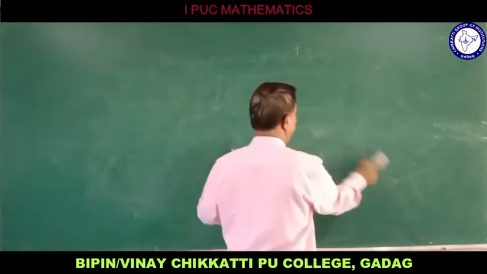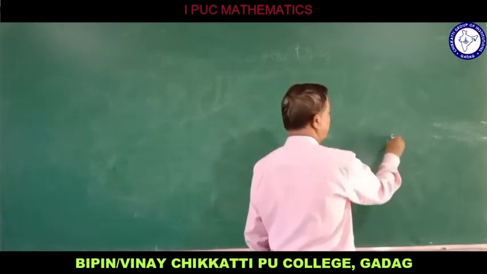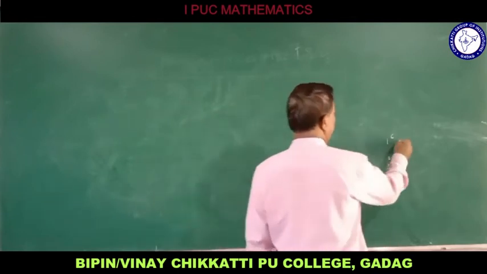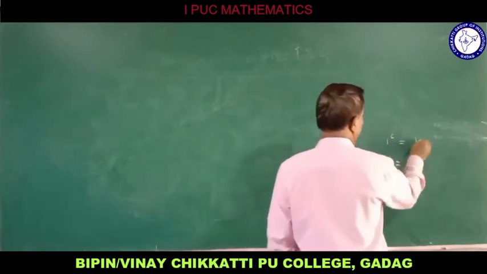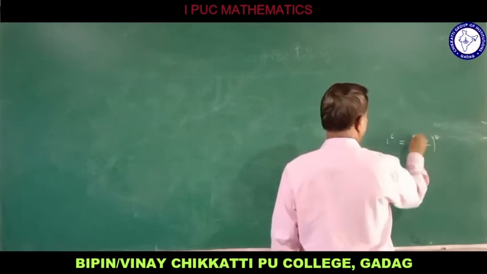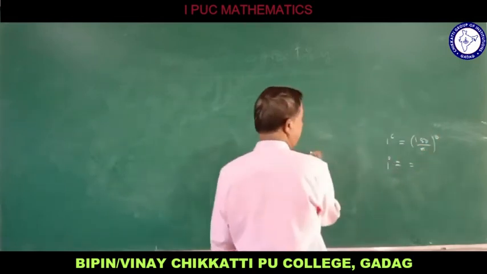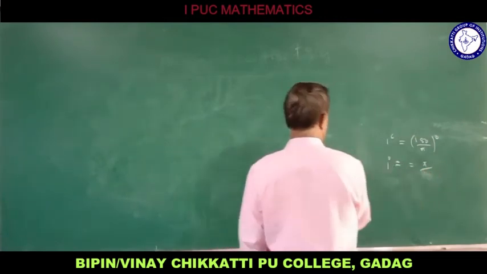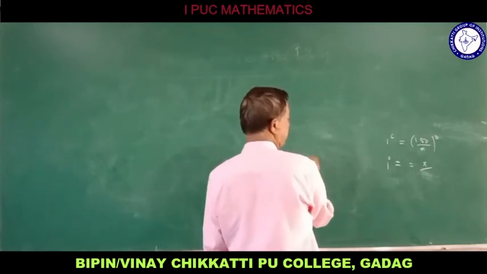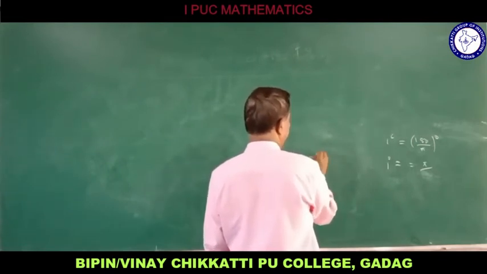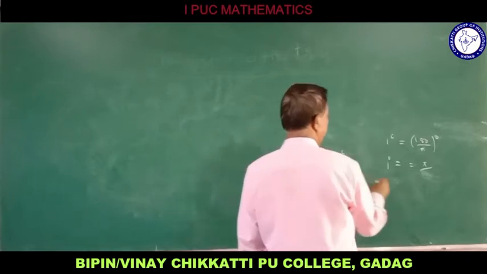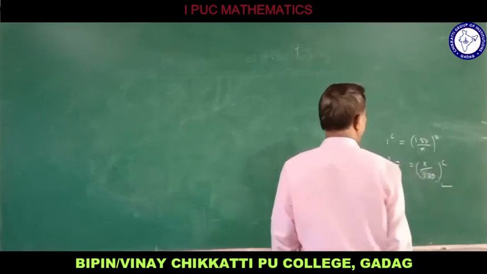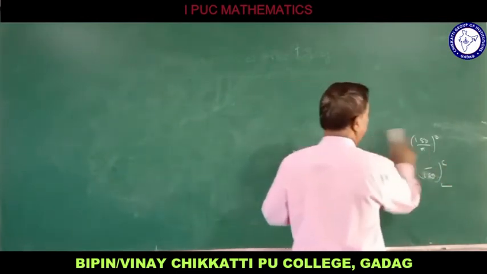So the two formulas I have told you: 1 radian is how much? 1 degree is how much? 1 radian is 180 by pi degree. And for 1 degree, you have to see this particularly when you are writing the result: 180 degree is equal to pi radian. So 1 degree is equal to pi by 180 radians. These are the two conversions that you can use.